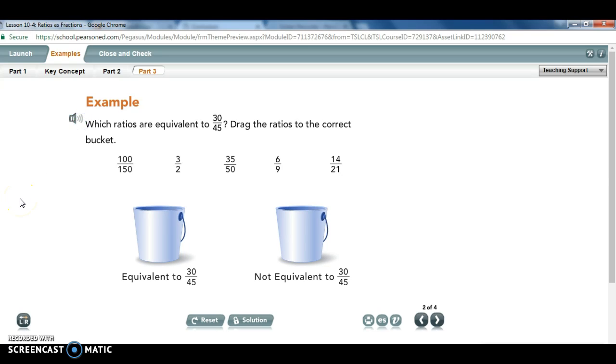Which ratios are equivalent to 30/45? Drag the ratios to the correct bucket. So I will be dragging the answers, but I first want you guys to answer the question of which ratios are equivalent. So know that in your options off to the side, you're going to be choosing more than one answer. Choose all possible answers to the ones that show which ones are equivalent to 30/45. So I've already dragged them. Here are the 3 other ratios that are equivalent to 30/45. Here are the 2 ratios that are not equivalent to 30/45.